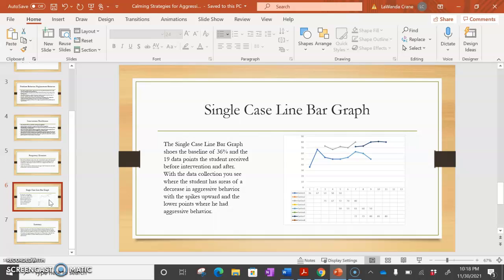With the data points collection, you see where the student has areas of a decrease in aggressive behavior. With the upward spikes, you see that is where the intervention was taking place. In the lower areas of the graph, you will see that's where the intervention had not started, and then you go upward and then you come back down. So those are the spike areas, or the higher areas, where the intervention was in place.